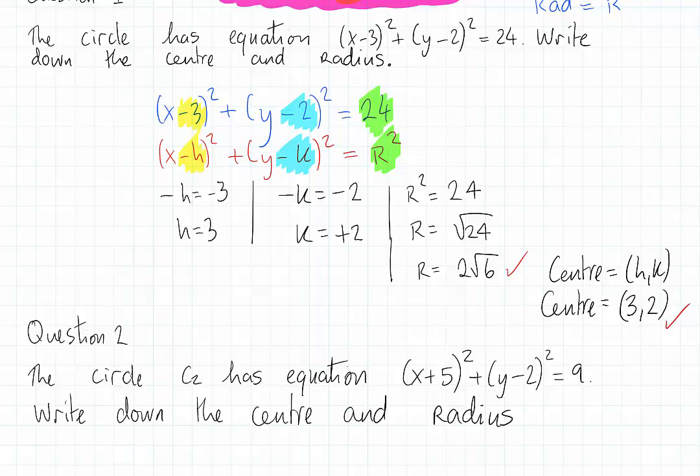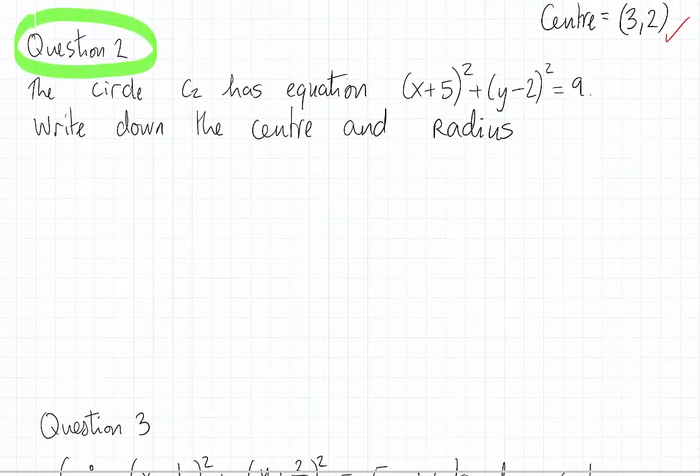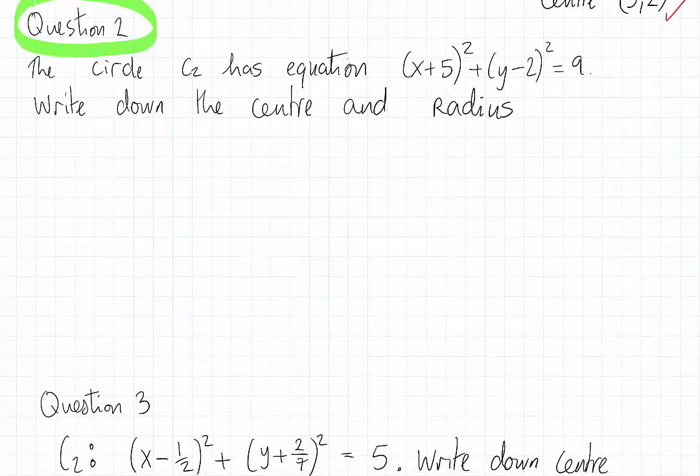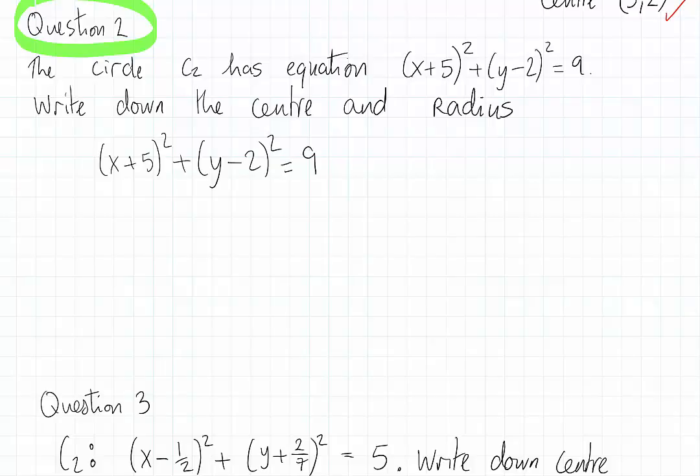Now moving on to question 2. We can see here that this circle has the equation (x plus 5) squared plus (y minus 2) squared is equal to 9. So always in project maths, it's always a good idea to write the standard form equation directly under it so that you can very easily equate the different values. So we're saying here that 5 is equal to minus h, minus 2 is equal to minus k, and finally 9 is equal to r squared.